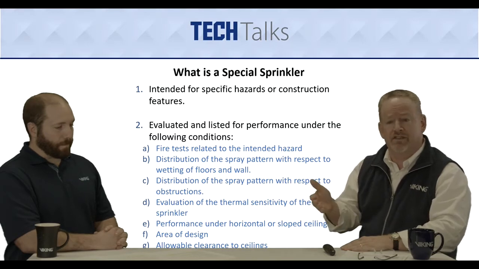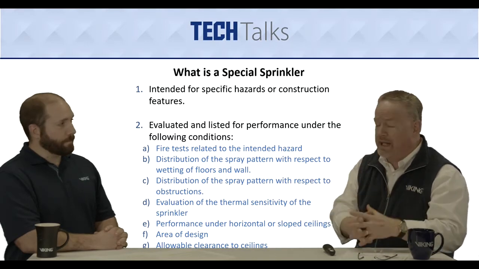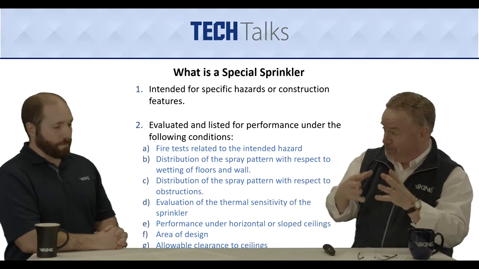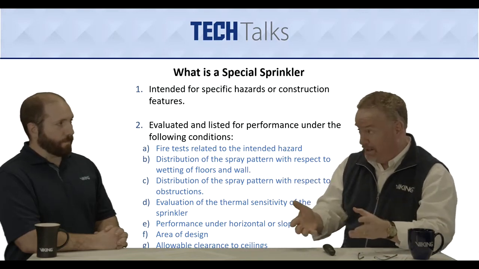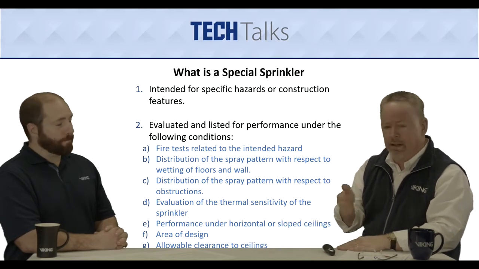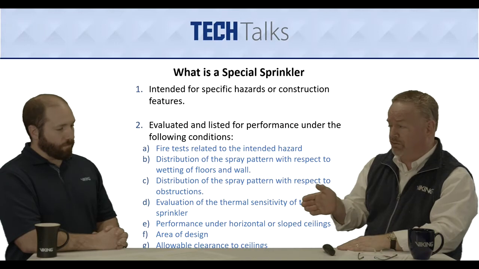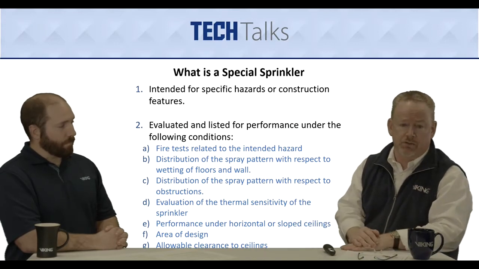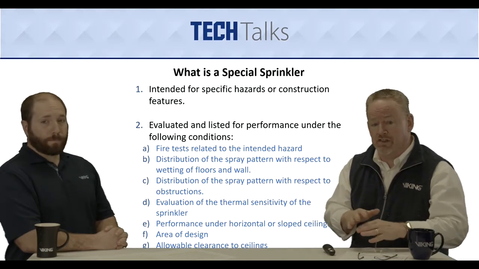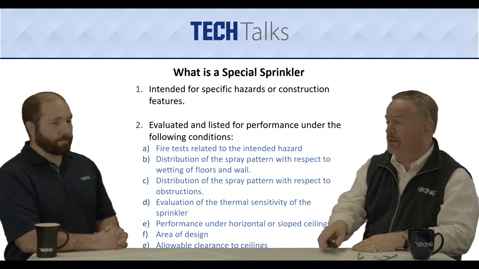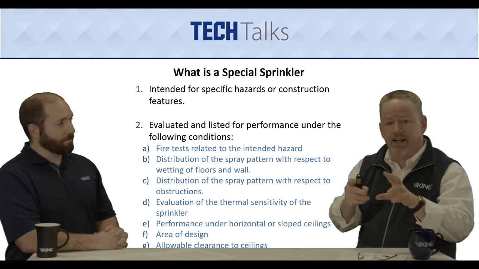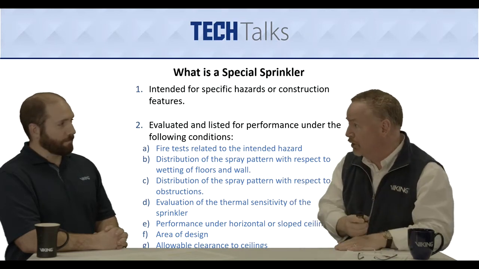It's evaluated and listed for performance under the following conditions that we have here on the screen. We have to build a fire test that is related to, looks like, and performs like the area that we want this sprinkler to go in. Also, distribution of the spray pattern with respect to floors and walls, if that's what the space has, and with respect to obstructions. We evaluate the thermal sensitivity of the sprinkler, the performance under horizontal or sloped ceilings, the design area, and the allowable clearance to the ceilings. All of those things come into play when we're defining what a special sprinkler is.